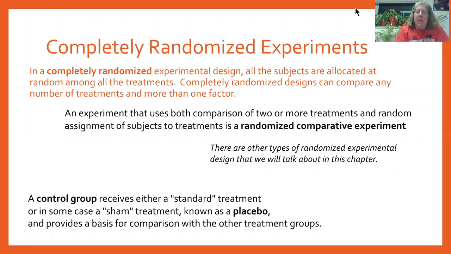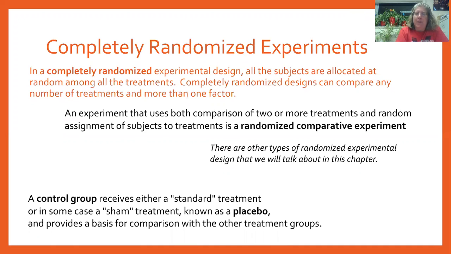In a completely randomized experimental design, basically what we do is we put all the subjects' names in a hat and we just draw names out at random and assign them into treatment groups. The type of experiment you've been doing thus far is called a randomized comparative experiment, and that's where we have 2 or more treatments and we randomly assign people into those treatment groups.